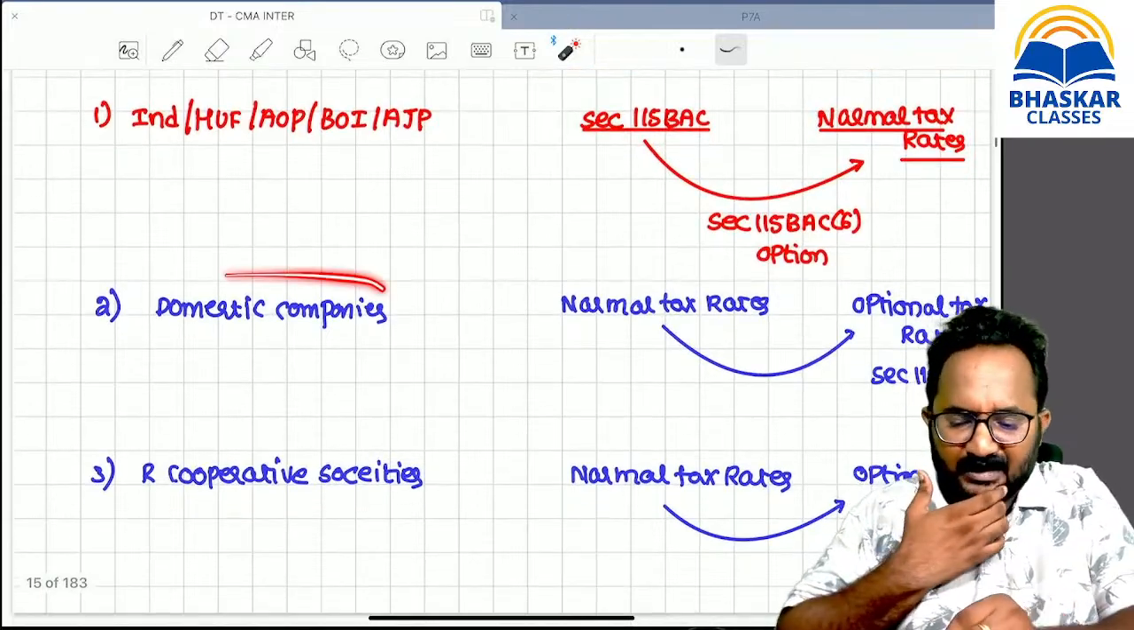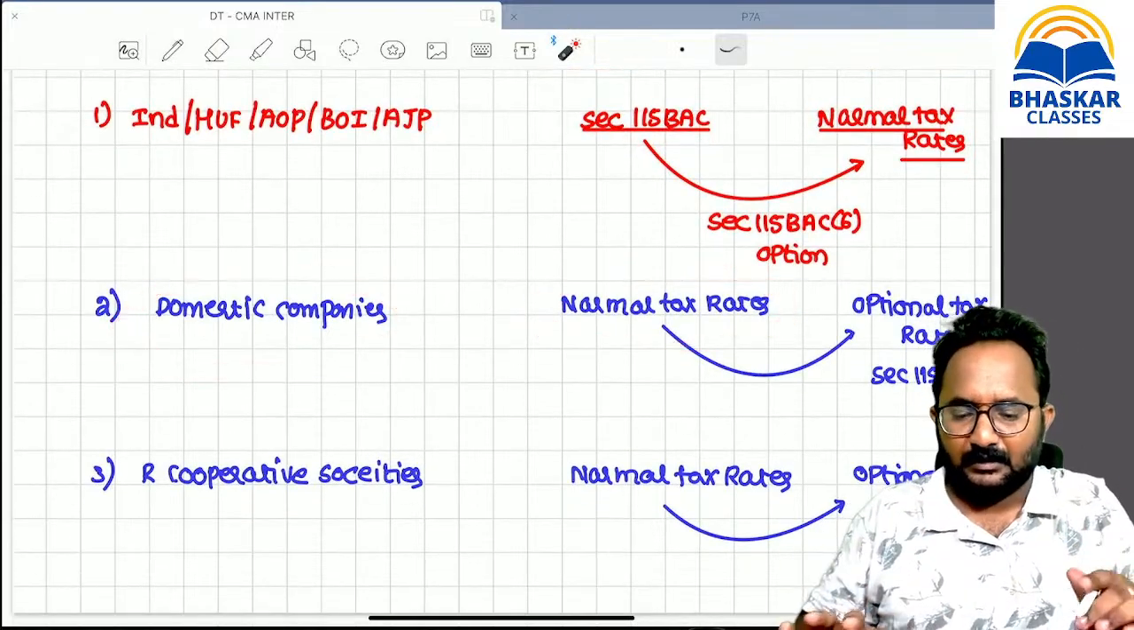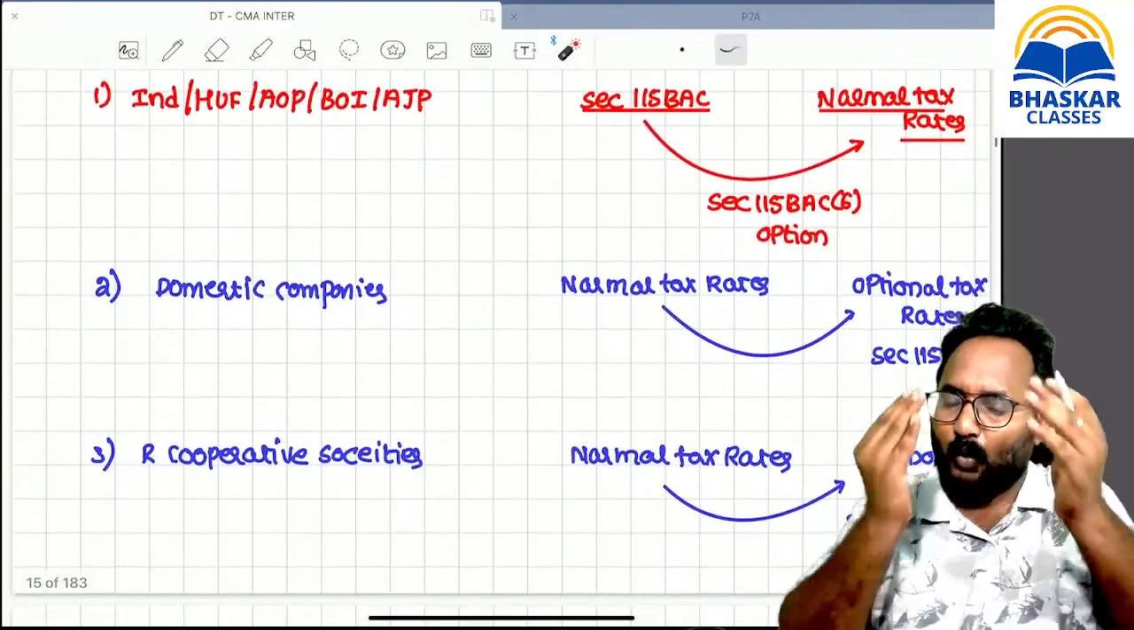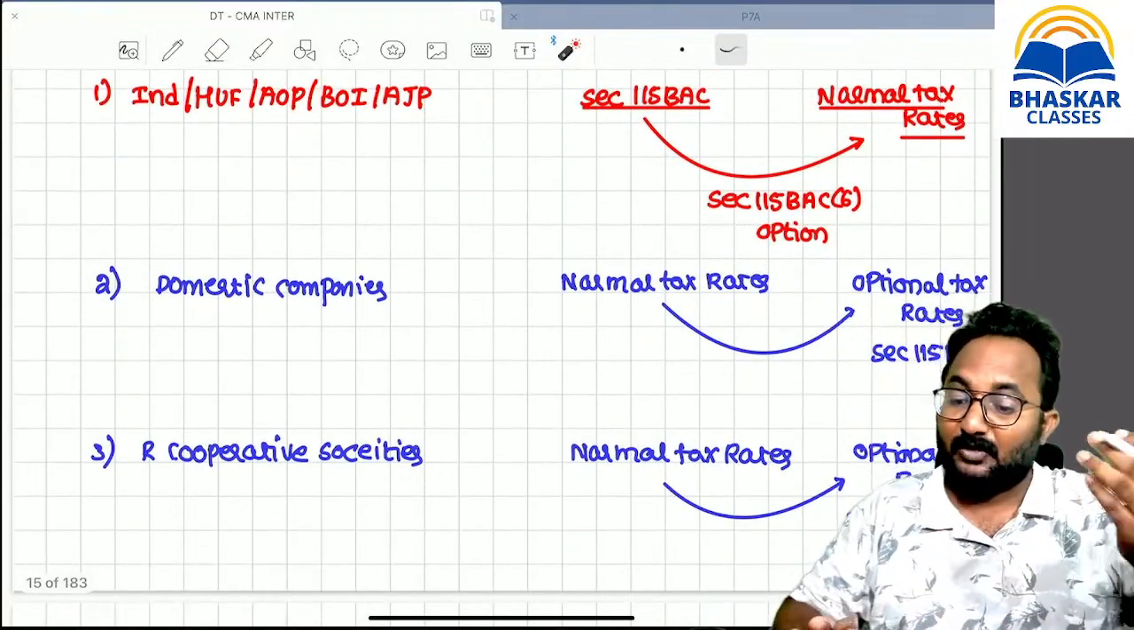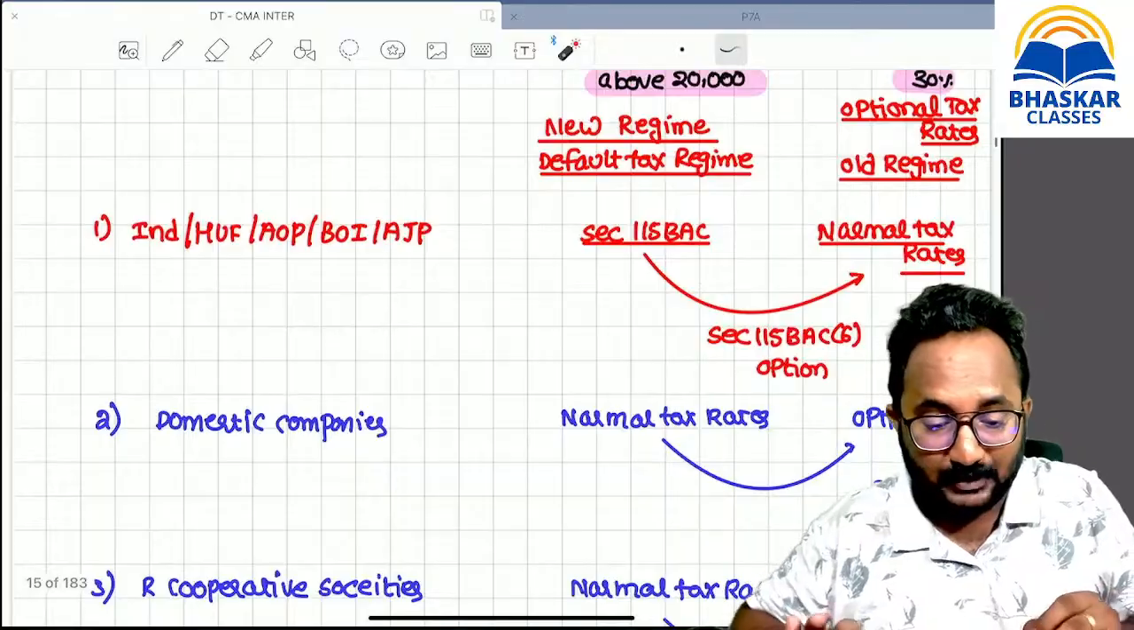So what about foreign companies? Only one tax rate, normal tax rate only. For partnership firm and LLP only we have a flat rate of 30%. There is no other regime. For whom do we have two regimes?